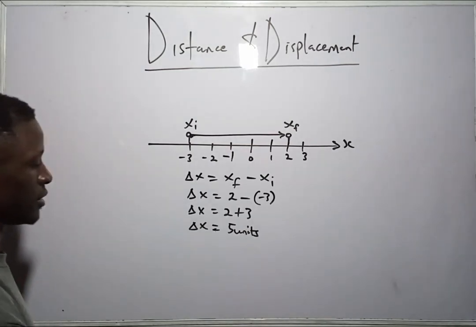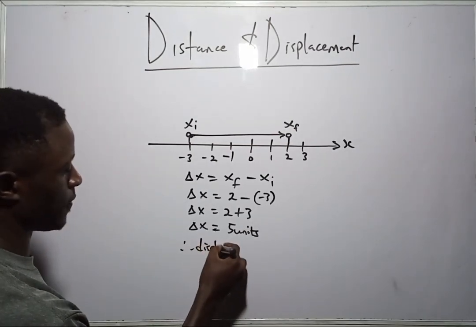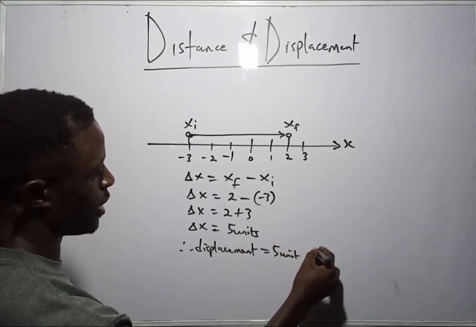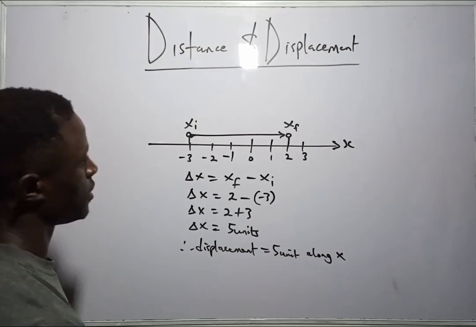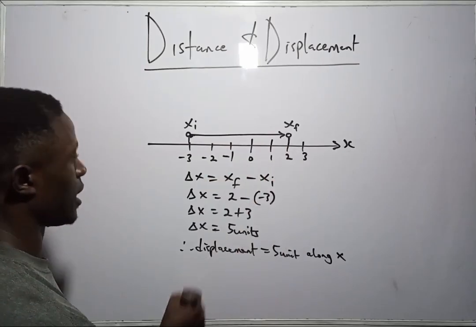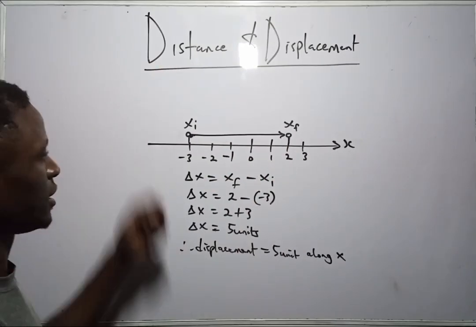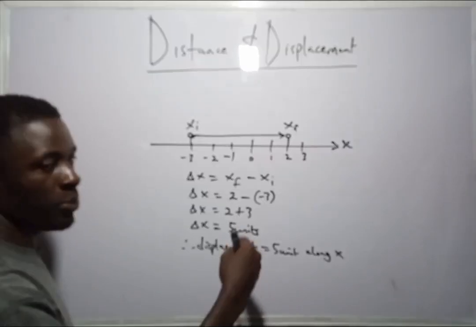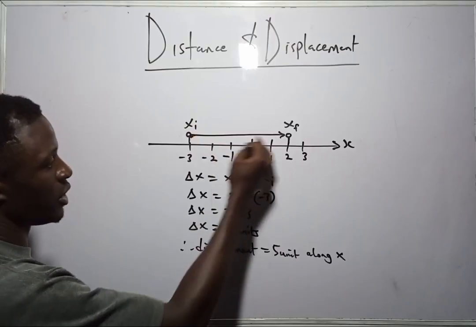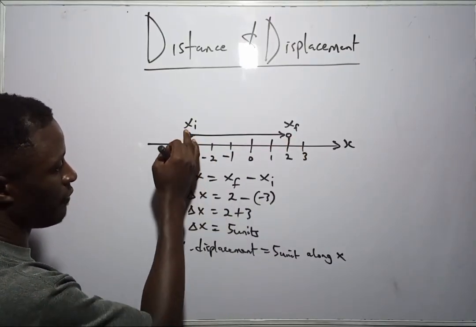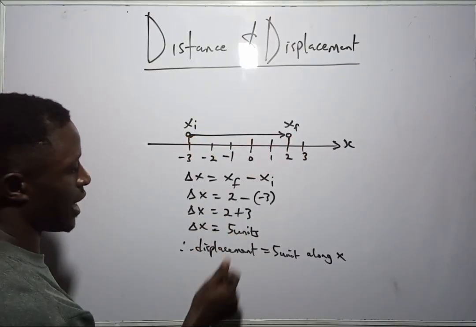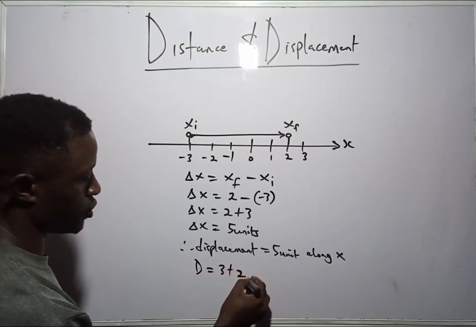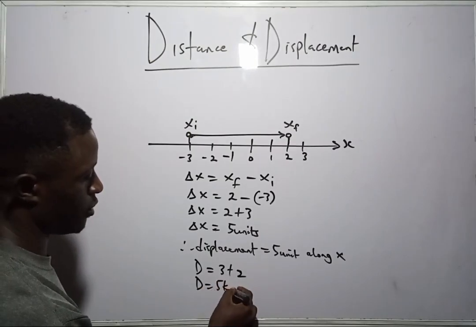That is the displacement. So therefore, displacement is equal to 5 units along x. Now, how can you find the distance? The distance is going to be the addition of the points covered from the starting point to the final point. So it started from -3 and ended at 2. Therefore, the distance is just going to be 3 plus 2, and that will be 5 units.